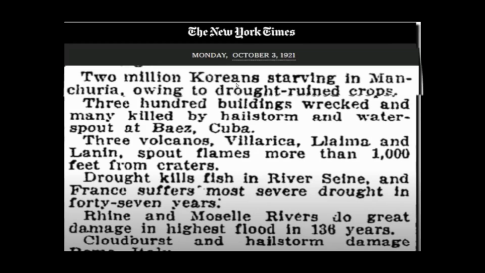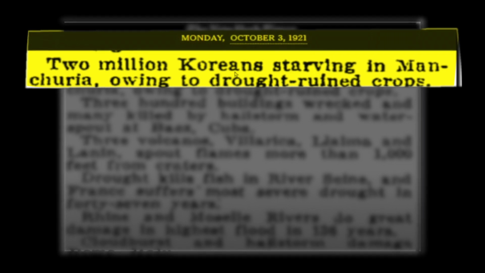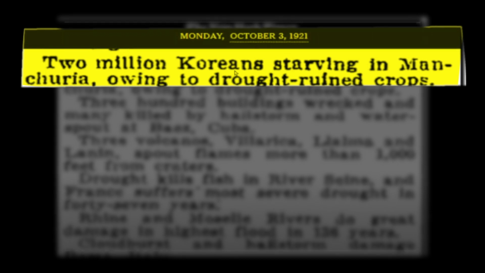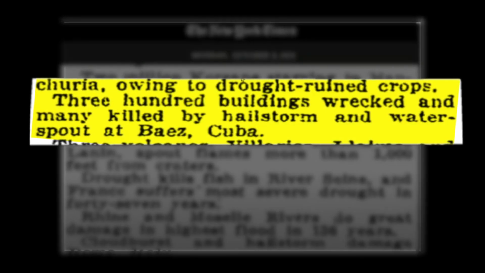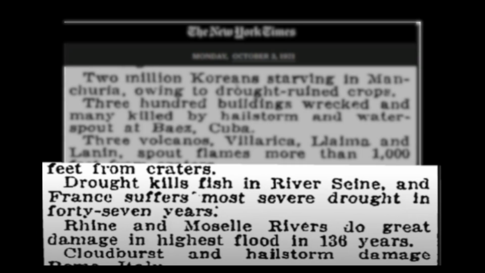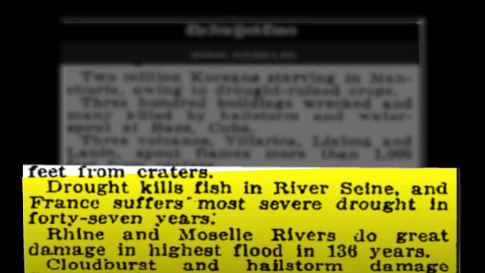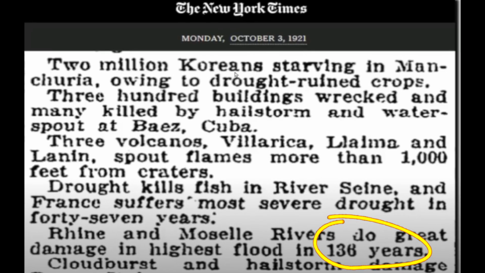Leaving Europe and the USA and heading to Korea, there we are, 2 million starving with a super drought and extremely hot weather. Cubans that year weren't having a good time either, with hailstorms and water spouts killing people. And over in Europe, you've got the most severe droughts in 47 years and the most severe flood in 136 years.